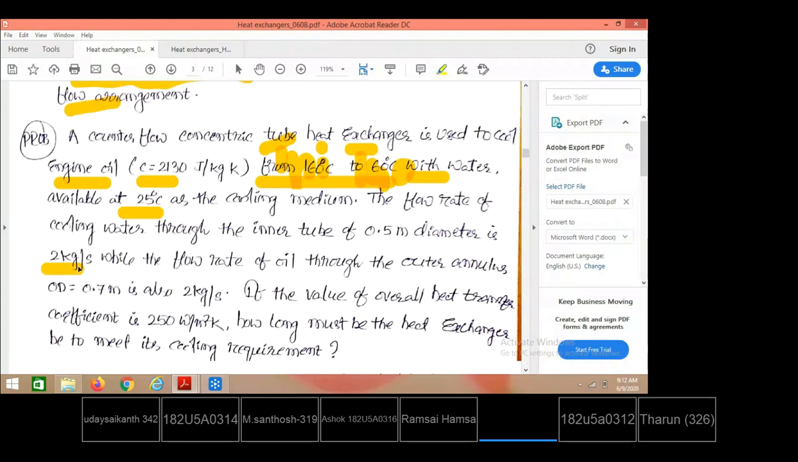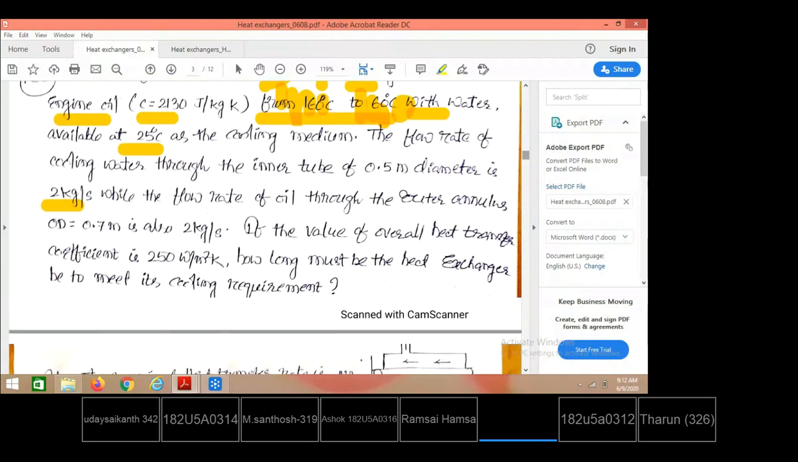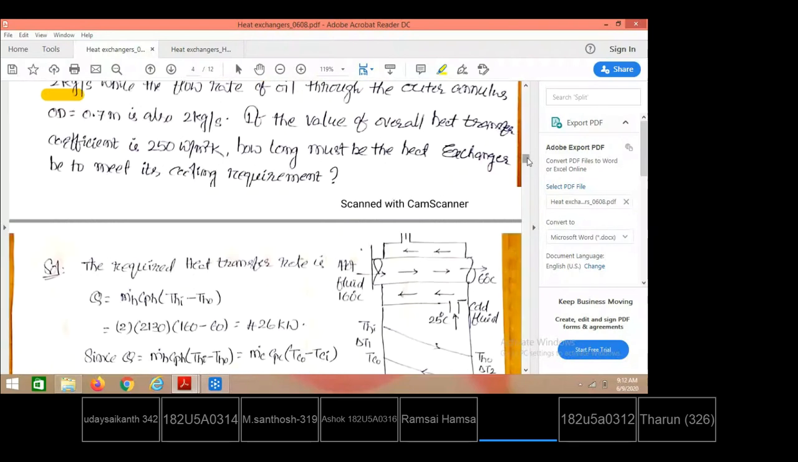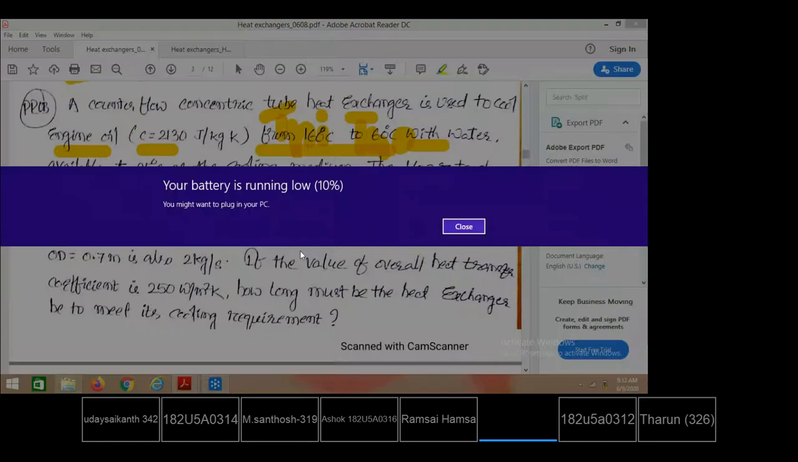Cold water is allowed to flow through the inner tube of 0.5 meter diameter, while the hot fluid flows through the gap between the two tubes, that is the annular space. So here you see, through the innermost tube cold fluid is flowing, and through the gap between the tubes, that is the annular space, hot fluid is allowed to flow.